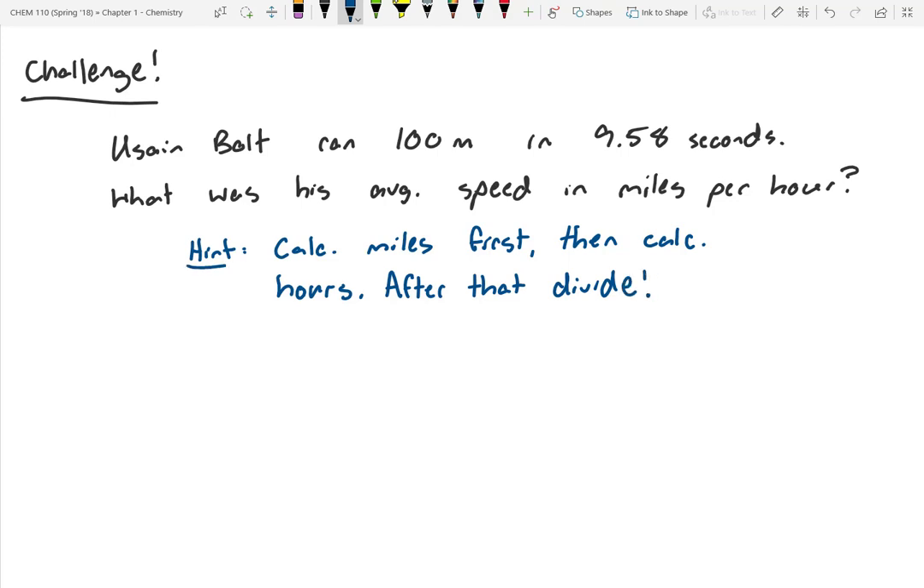All right, so I'll give you guys a little bit of time to work on this. The other hint I'll give you is the unit conversion. And in this case, we know that 1 mile is equal to 1.61 kilometers. That's the only unit conversion I'm going to give you for this one. But I think you guys can do it.